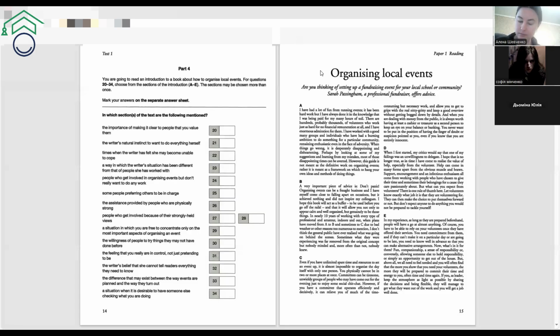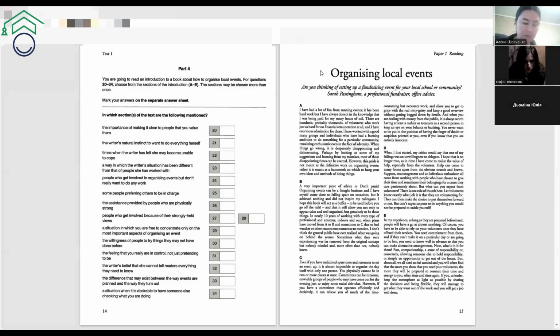However, if you have a committee that operates effectively and decisively, it can relieve you of much of the time-consuming but necessary work, and allow you to get to grips with the real nitty-gritty and keep a good overview without getting bogged down by details. Right. So this part tells us about an opportunity to focus on something necessary, something really important, without wasting our time for something that we don't need. So this is what this part is about.